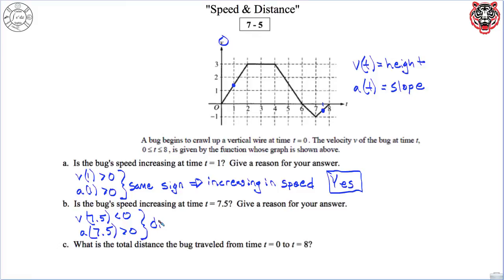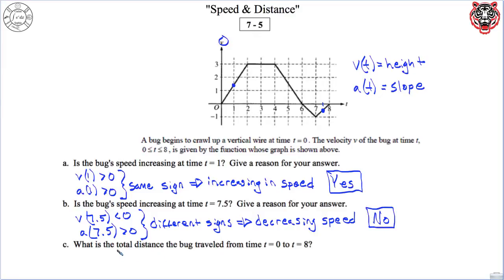So these are different signs. And that implies that it is decreasing speed. So the answer is no. It was asking, is the bug's speed increasing? And no, it is not.